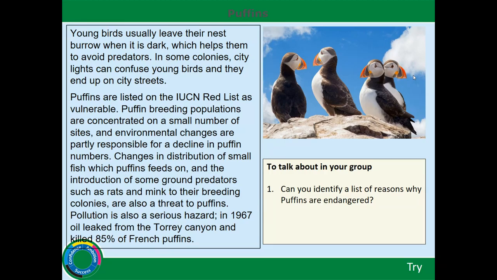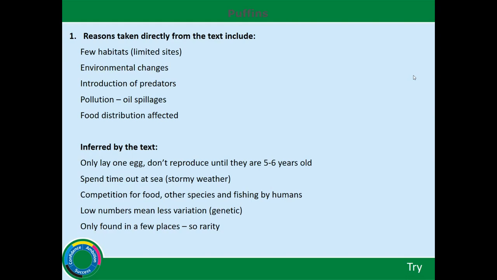Can you identify a list of reasons why puffins are endangered? You should be able to give me at least 5 reasons why they are endangered. So, puffins are endangered because of one, they have few habitats, environmental changes, introduction of predators, pollution like oil spills, and food distribution, right? Because we humans overfish and then they don't have much food. And these are things you can infer and extract from the text.